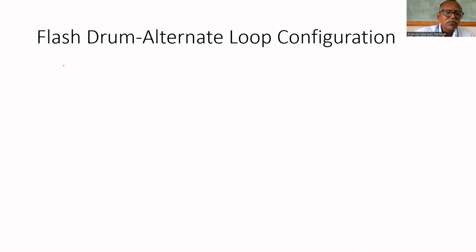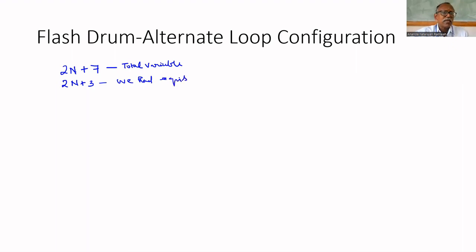For the flash drum, we have seen that the total number of variables is 2n plus 7. Out of which we had 2n plus 3 equations. Therefore, the difference between the two is 4. Therefore, the degrees of freedom, F, equals 4. Therefore, only 4 variables we can control. That we have seen yesterday.